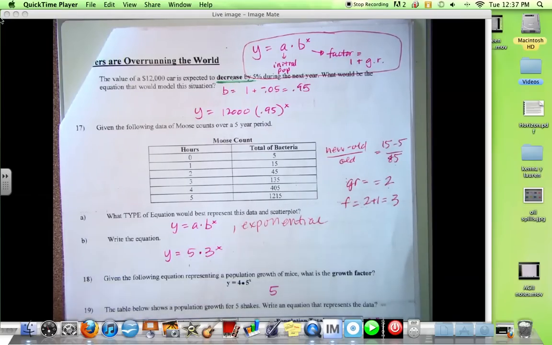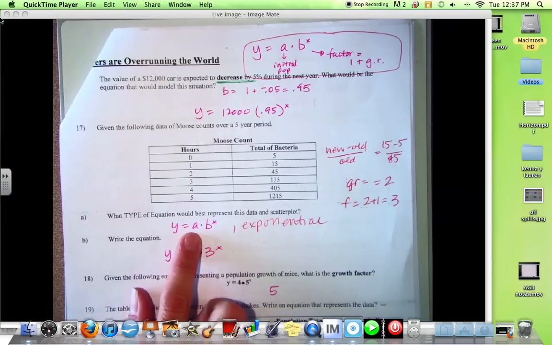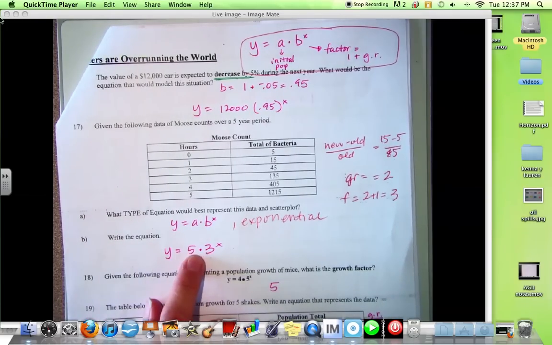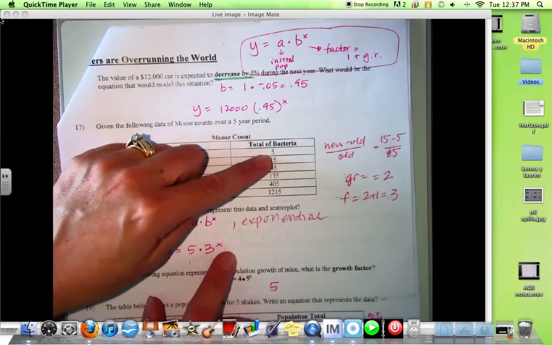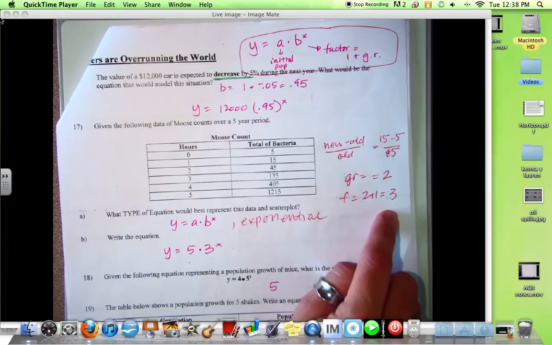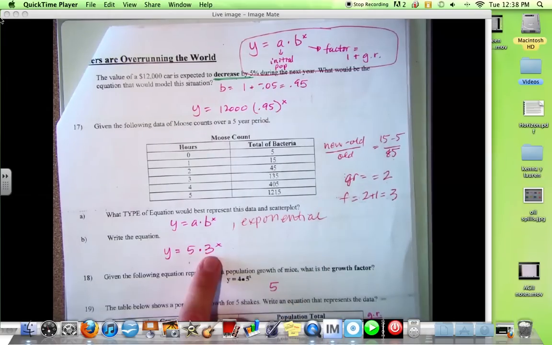17, what type of equation would best represent this data in a scatter plot? It's Y equals A times B to the X. The equation, Y equals 5 times 3 to the X. Because your initial population is 5, your growth rate is 2, so that means your factor is 3. So that's where we get the 3 from.